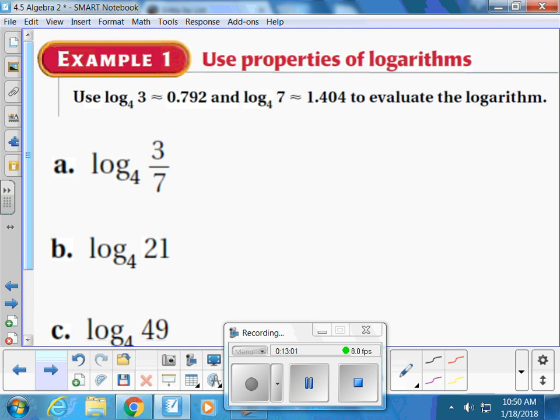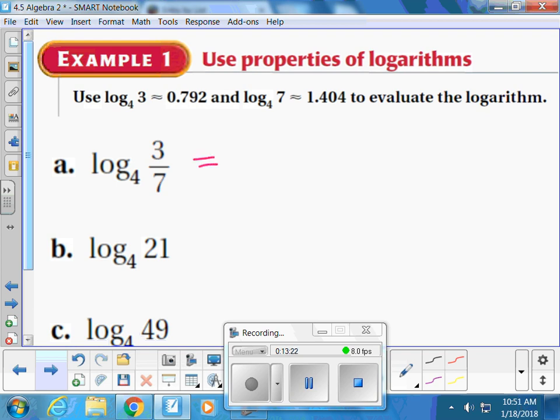So look at our given information. We are given that log base 4 of 3 is 0.792, and we are given that log base 4 of 7 is 1.404. I'm going to use this given information, and not even any log button in my calculator, to figure out the value of this guy. So, we're going to use the properties of logarithms.